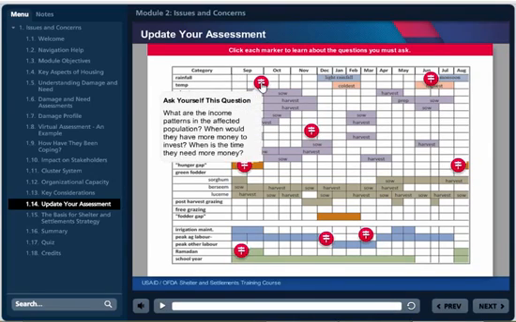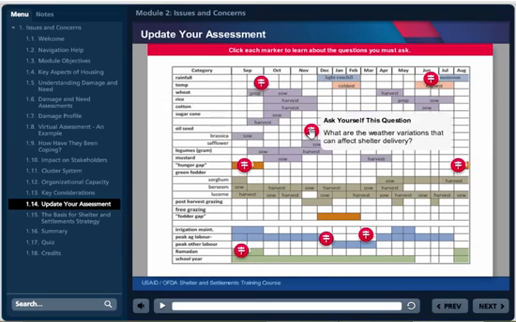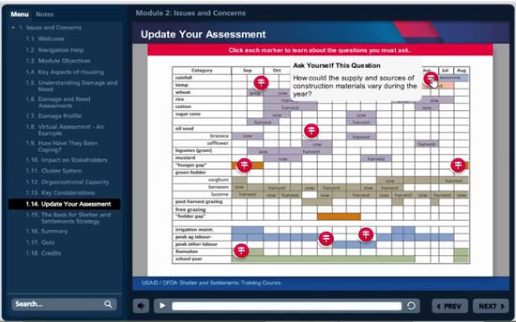What are the income patterns in the affected population? When would they have more money to invest? When is the time they need more money? What are the weather variations that can affect shelter delivery? How could the supply and sources of construction materials vary during the year?